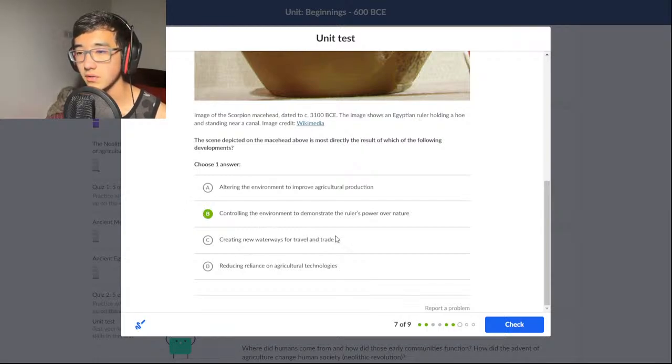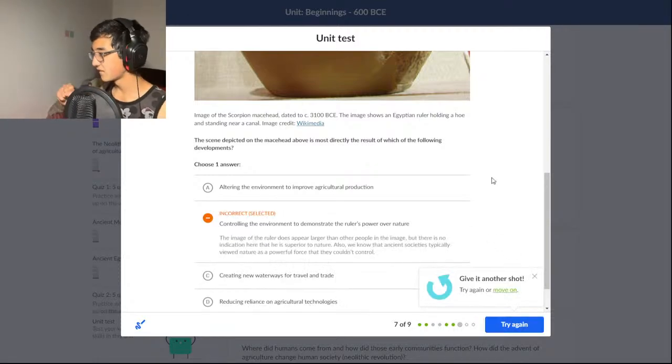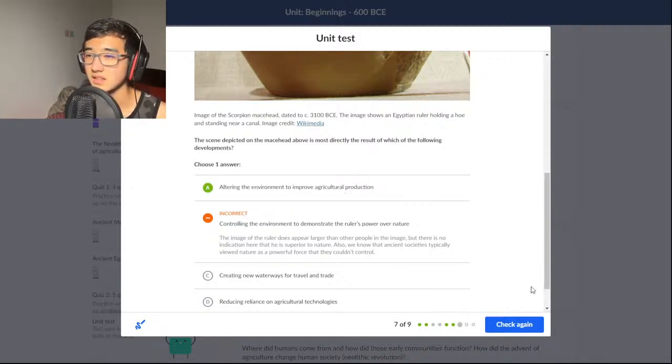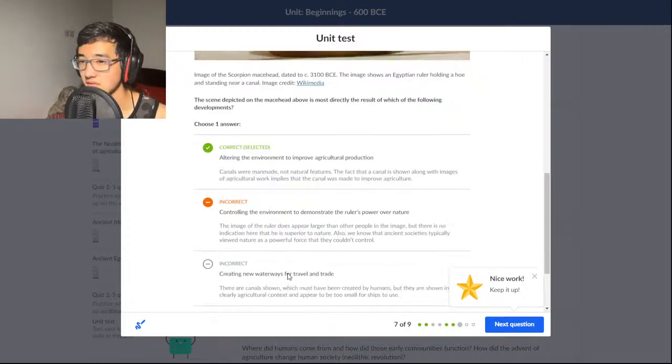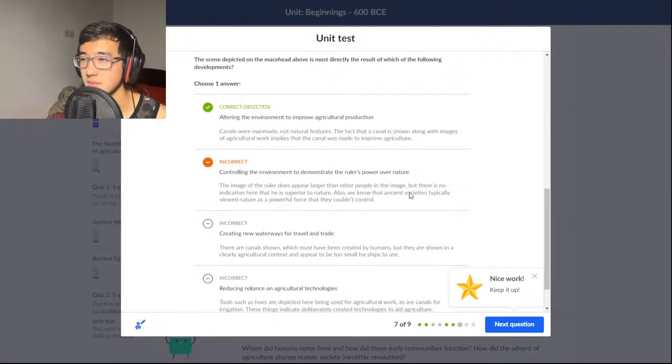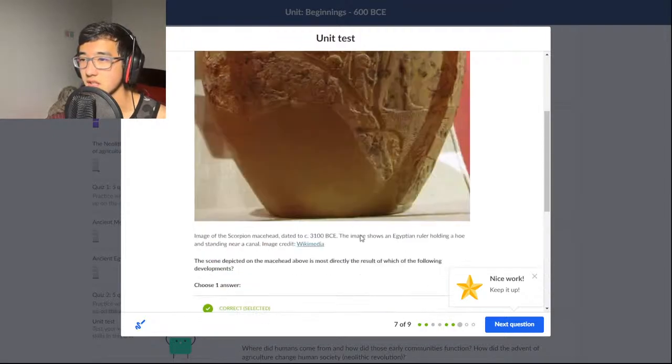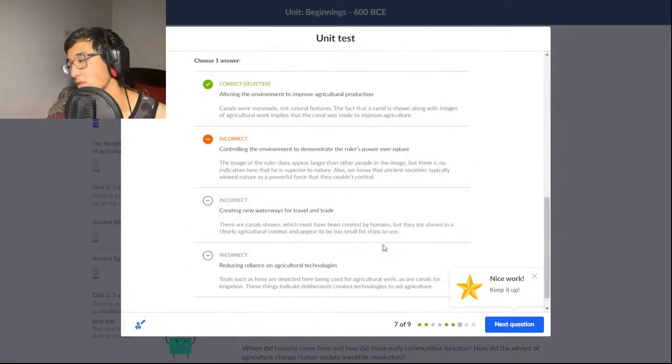C, create new waterways for travel and trade. Not really. D, reducing violence. No, it's not. Okay, it's probably A. B. It's not B. Maybe it's A. Okay. Man-made, not... Okay. He does appear larger than the other people in the image, but there's no indication that he is superior to nature. Okay, I'm just being dumb.